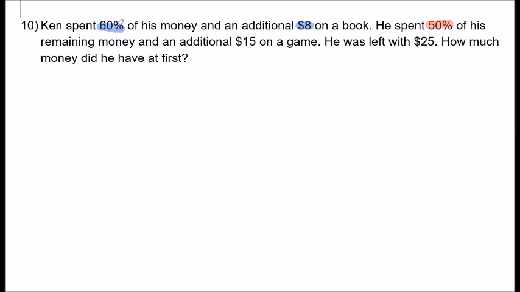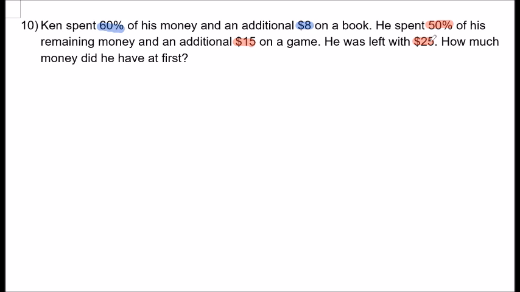So guys, please take note that this 60% and this 50% are different percentages. Because this is 60% of his money, whereas this 50% is 50% of the remaining money. So it's actually different. And of course, he spent an additional $15 on a game and he was left with $25.